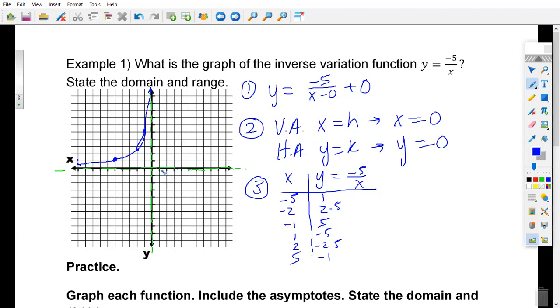Okay. So then I'm going to go to 1, and then go down to -5. 1, 2, 3, 4, 5. Go to 2, go down to 2.5. And then I'm going to go to 5. 1, 2, 3, 4, 5, and go to -1. Okay. Once I have my points, I'm just going to follow the asymptote out. And there is my rational function. My reciprocal function graph.